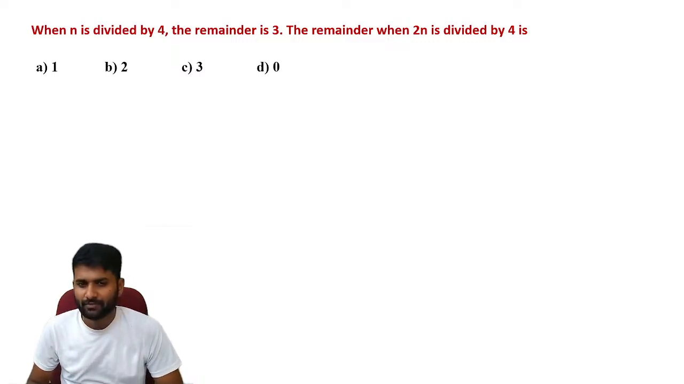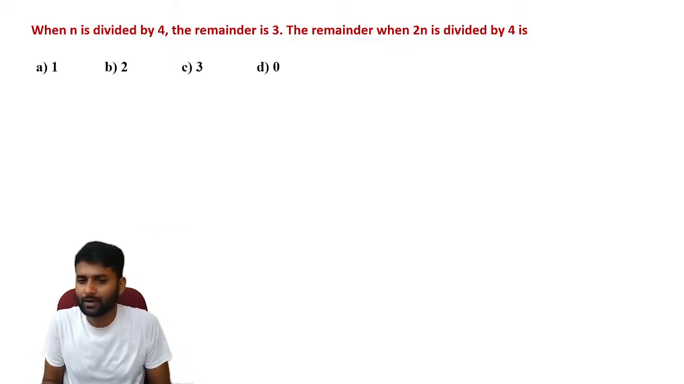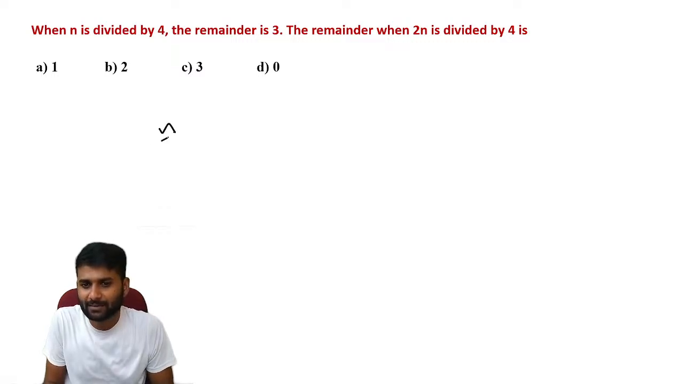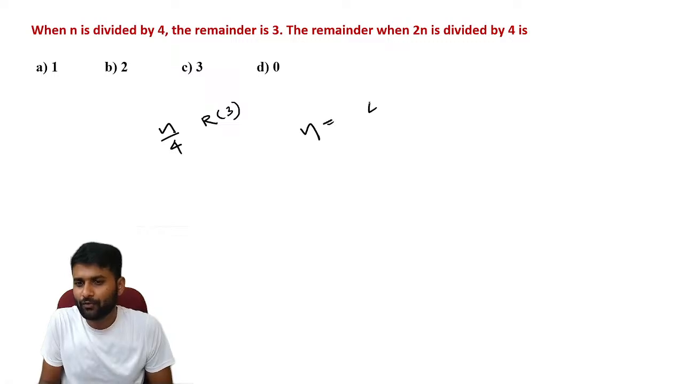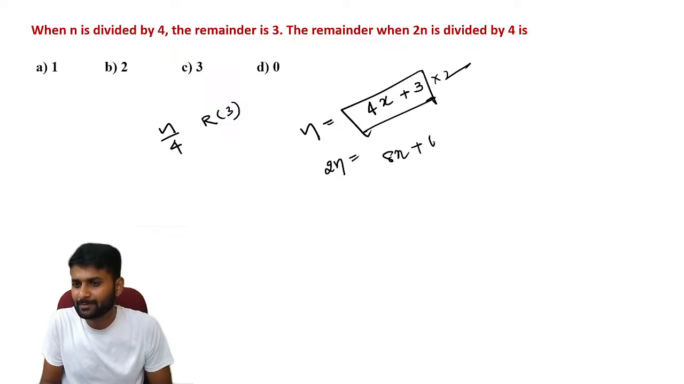Let's go through this question. Now see this question. When n is divided by 4, the remainder is 3. The remainder when 2n is divided by 4 is? Now n is divided by 4, remainder is 3. What about that number? So 4 is multiplied with a quotient and remainder is 3. Now they are talking about 2n. 2n means multiply this number by 2. If you multiply it, it becomes 8x plus 6.